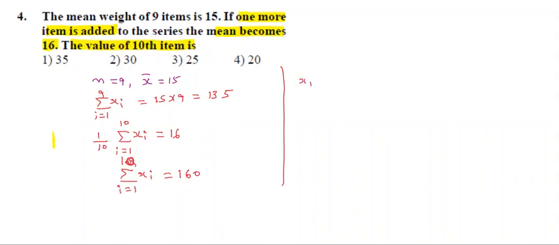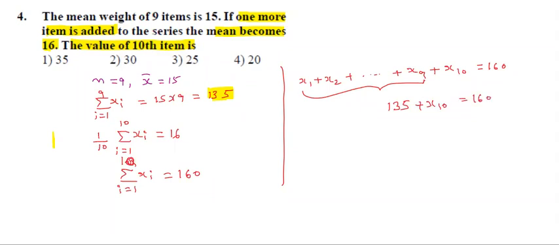Now sigma xi from 1 to 10, we can write like this: x1 plus x2 and so on, x9 plus x10. That value should be 160. This value we already know is 135. Substitute here: 135 plus x10 is equal to 160. So x10 is equal to 160 minus 135, that is 25. Finally, the 10th observation is 25. The 10th item is 25. This is the answer.